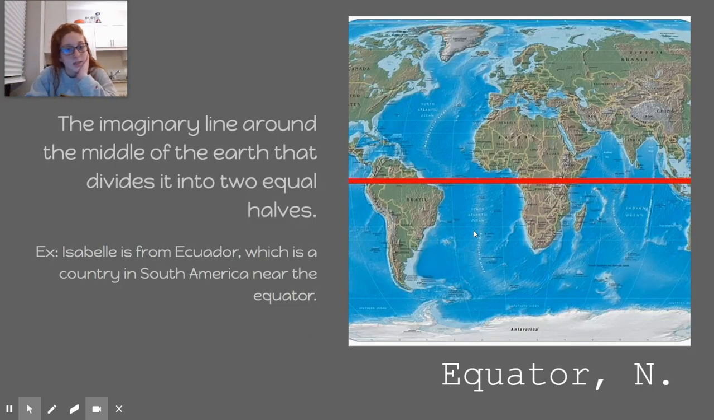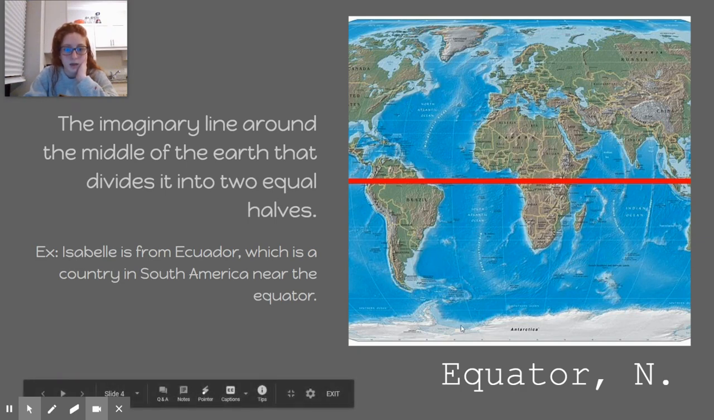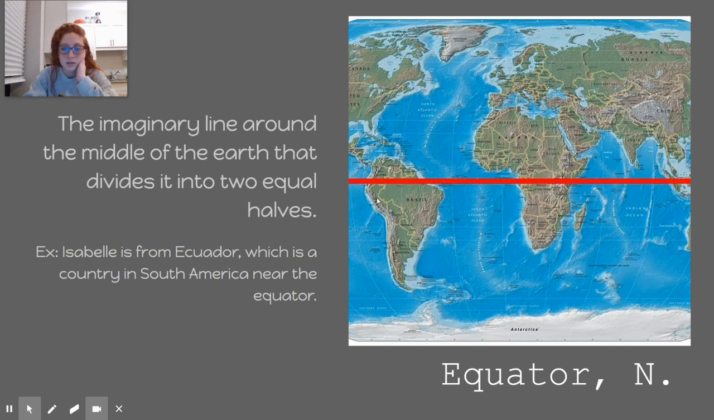The equator is the imaginary line around the middle of the Earth that divides it into two equal halves, a northern half and a southern half. Isabel is from Ecuador, which is a country in South America near the equator. So this is South America, and it says that she lives near the equator. So she's going to live close to this red line. Now, there's not really a red line that splits our Earth up into two halves, okay? It's imaginary. It's just, think about it like invisible, okay?